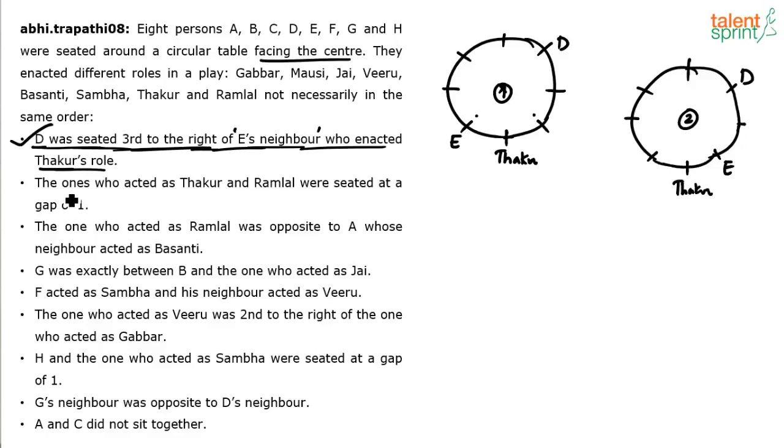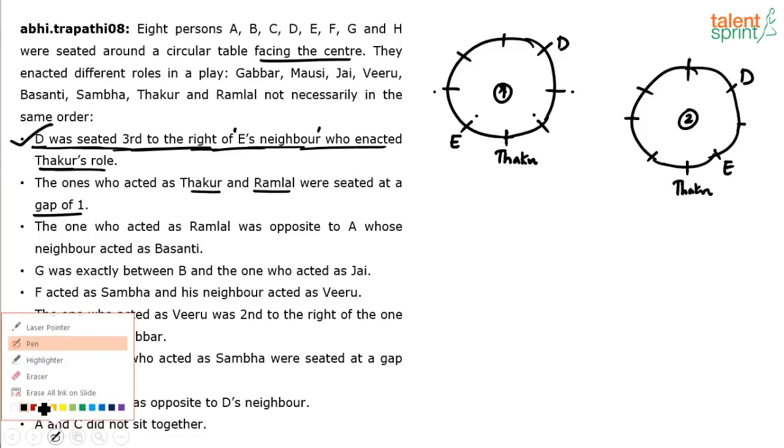Next, the ones who acted as Thakur and Ramlal were seated at a gap of 1. Now Thakur is already placed in the circle. So this is useful, right? So between Thakur and Ramlal, there was 1 person. Now there are again multiple possibilities. What are the possibilities? Between Thakur and Ramlal, there was 1 person. So Thakur is here. Ramlal can either come here or he can come here. Thakur gap Ramlal or Thakur gap Ramlal. Similarly here also.